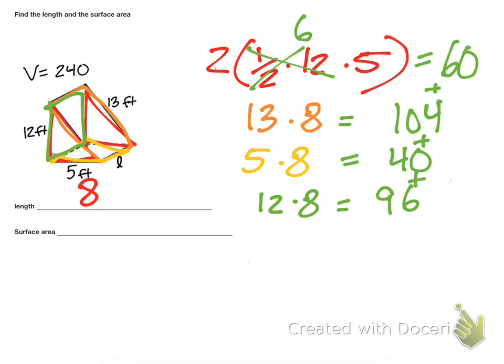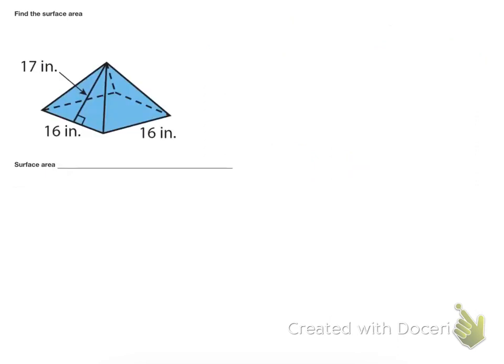60 plus 104 plus 40 plus 96 gives me the answer of 300. Yes, excellent work. So we add them all together. Here's something a little bit different now.